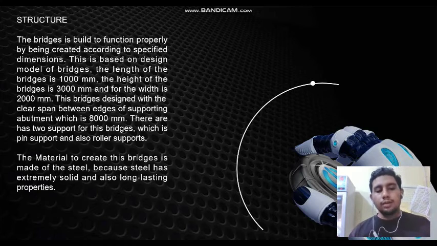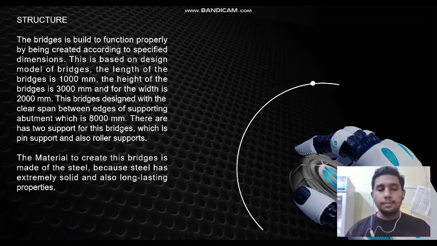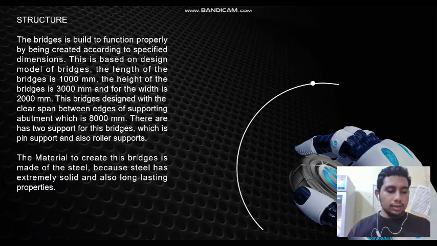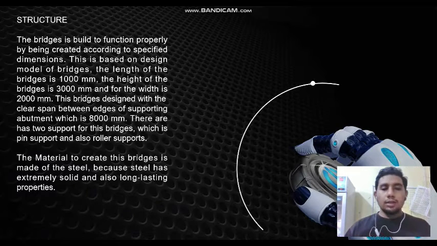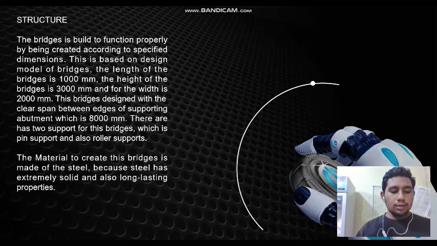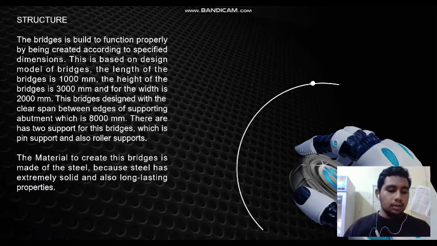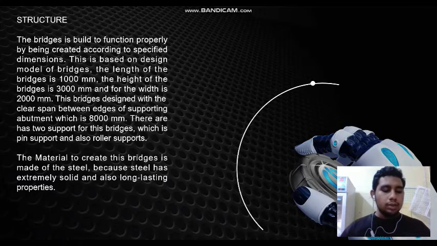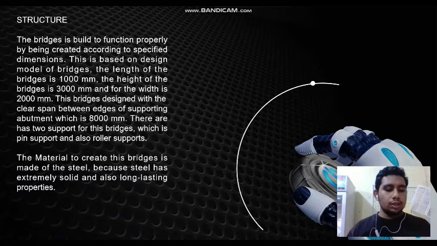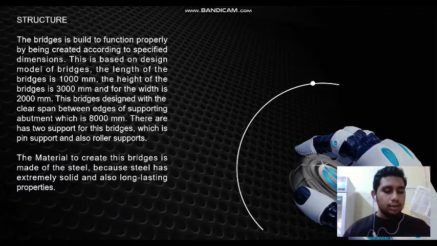The material used to create this bridge is steel because steel has extremely solid and long-lasting properties. The type of design is simply supported because no moment is carried in the supports. The vertical force on the bridge becomes a flexible load on the beam, which is passed down the leg to the substructure on each side.